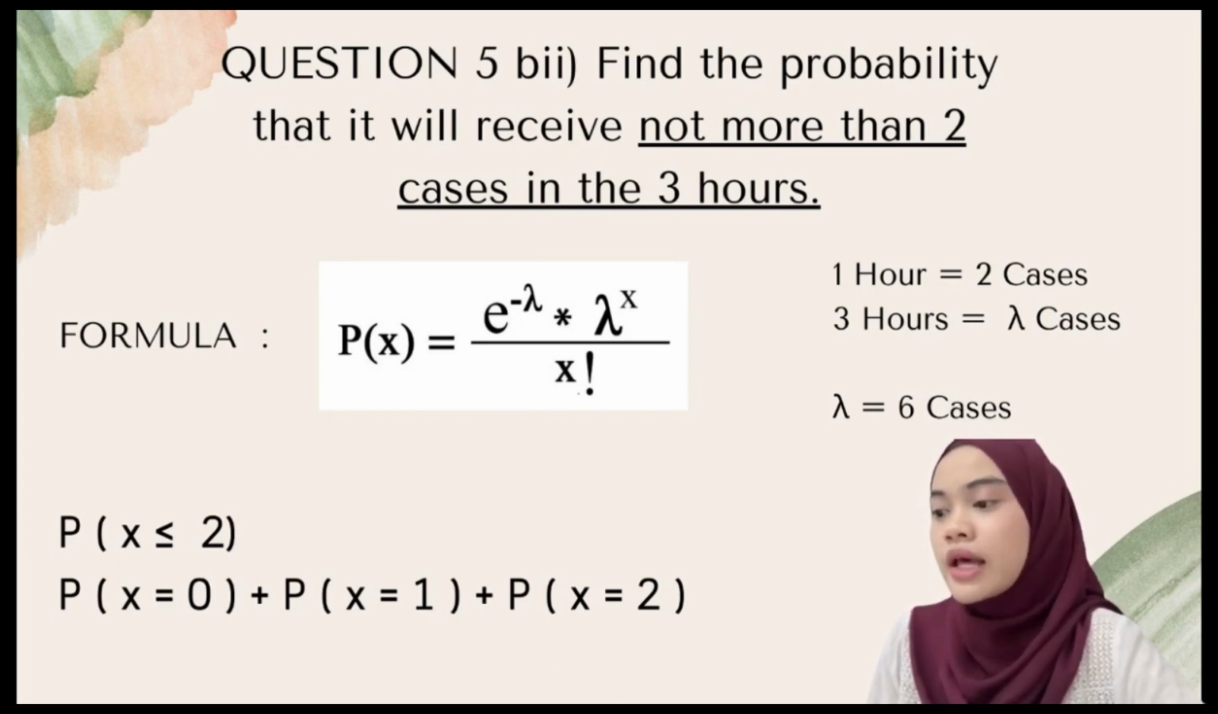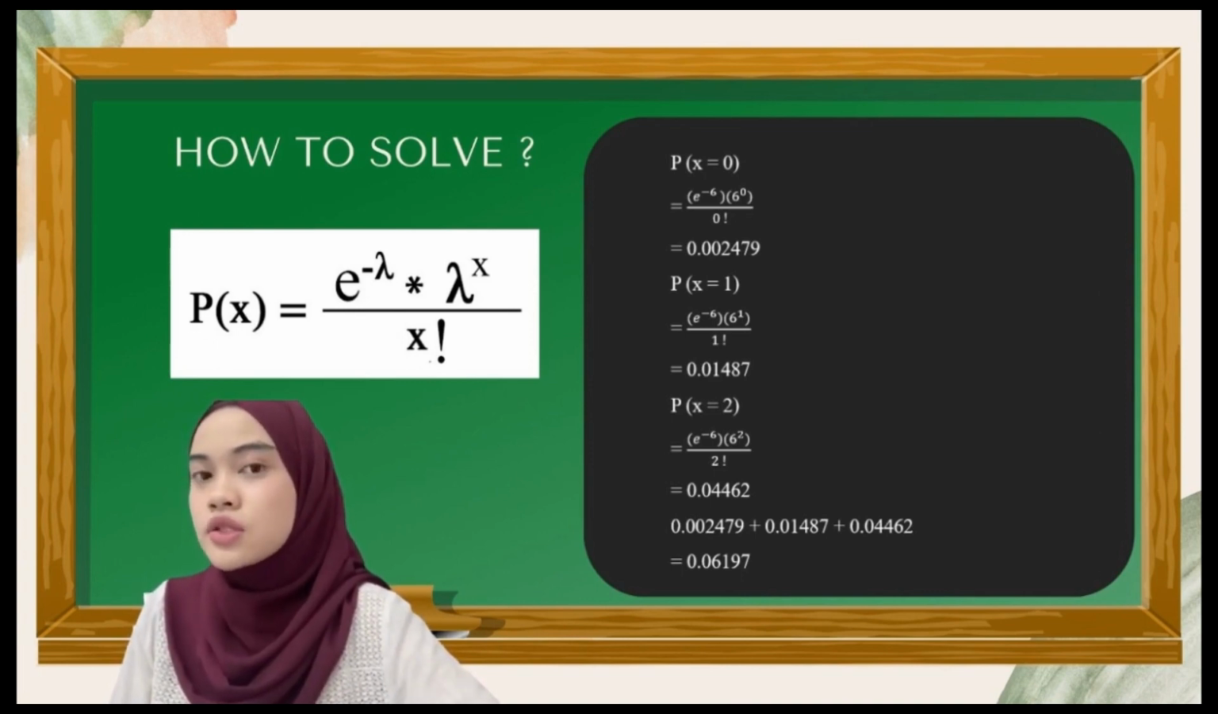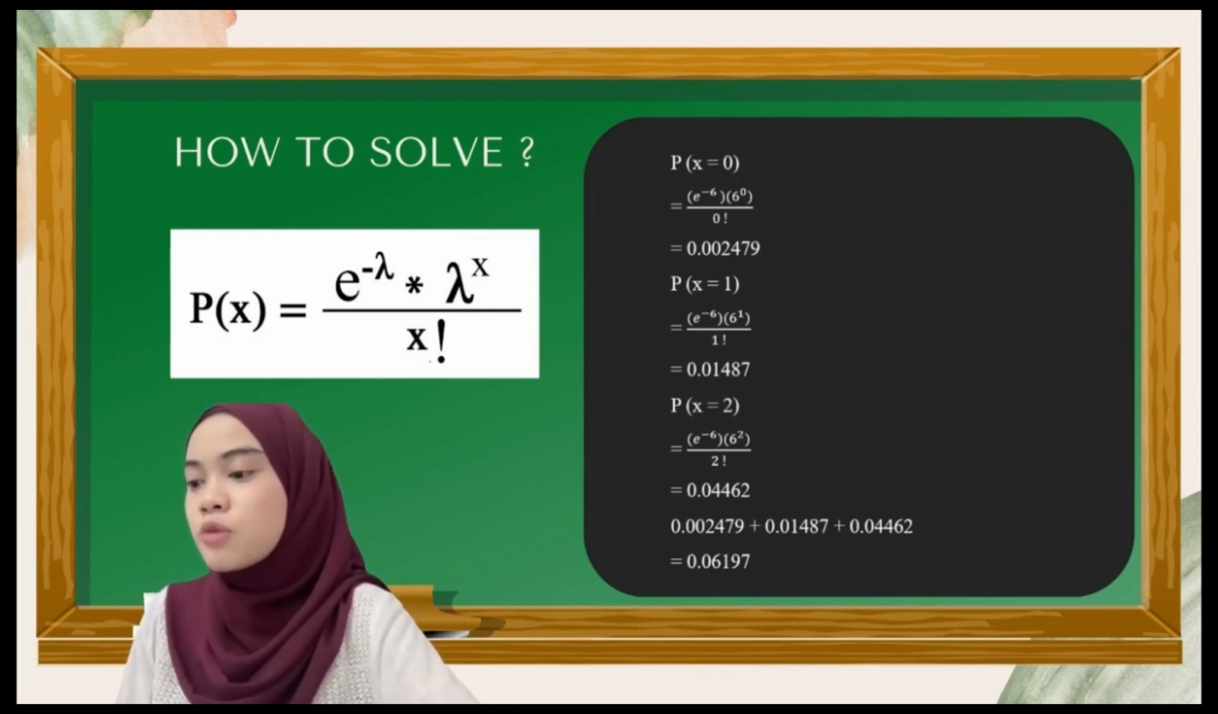The probability that it will receive not more than 2 cases, we have to find the probability x less than or equal to 2. By using the Poisson distribution formula that we have learned, probability of x is equal to 0, we get 0.002479, and probability x is equal to 1, we get 0.01487, and probability of x is equal to 2, we get 0.04462. And to find the probability that it will receive not more than 2 cases in the 3 hours, we have to total it up.